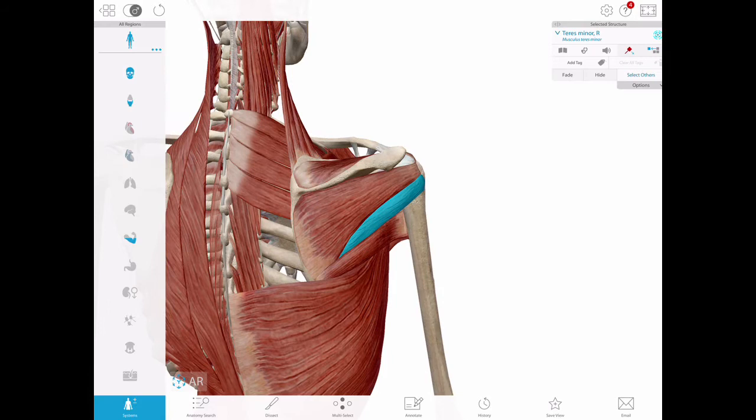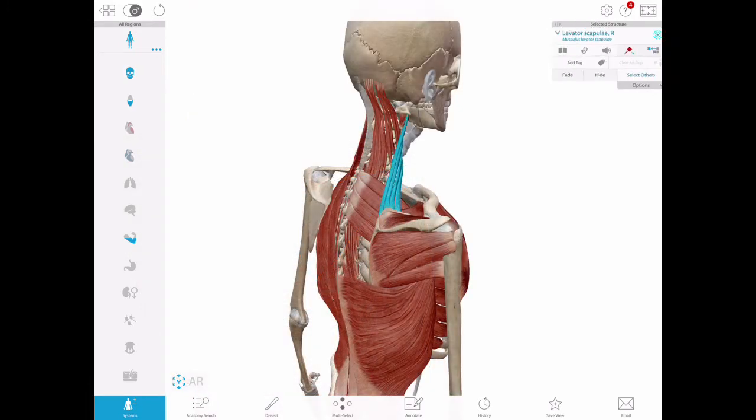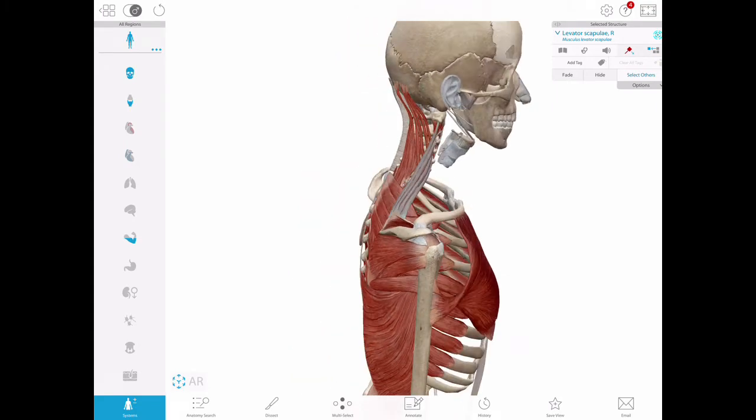Now here, above the spine of the scapula, we have the supraspinatus. This helps with shoulder abduction, and infraspinatus, which is below the spine of the scapula, helps with shoulder lateral rotation and horizontal abduction. Here we have the levator scapulae, which helps with scapular elevation and downward rotation.